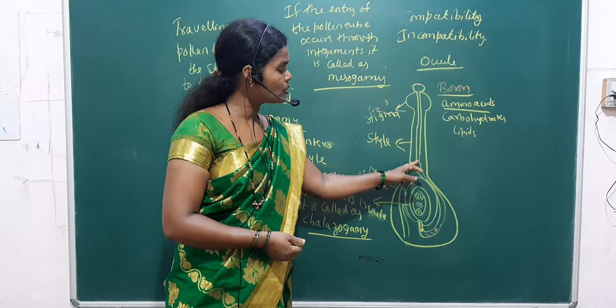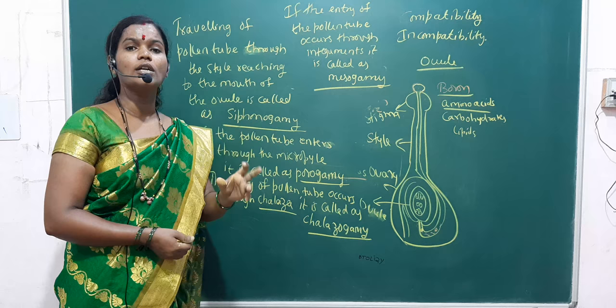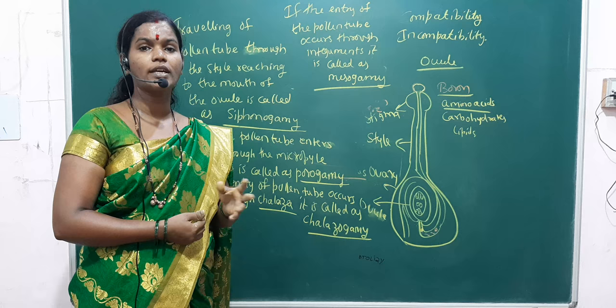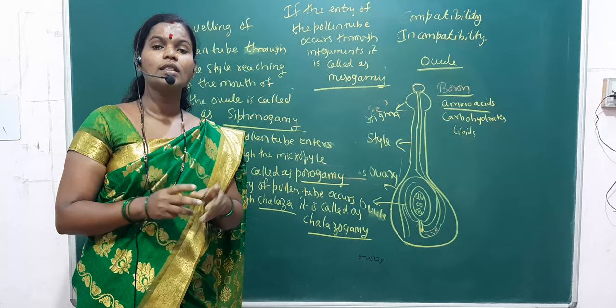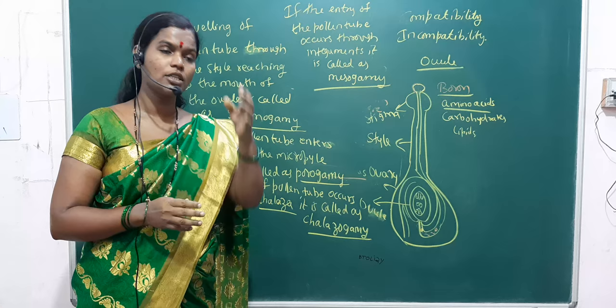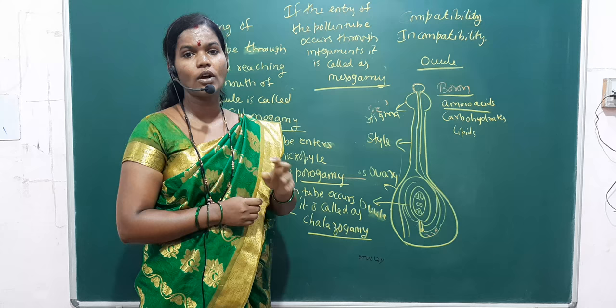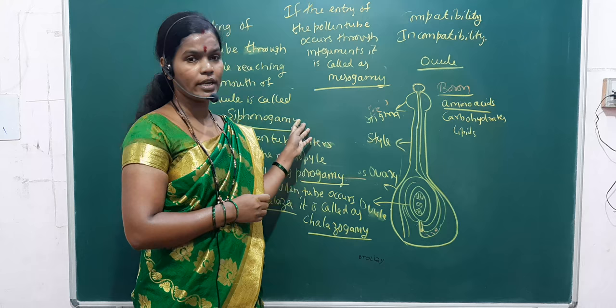Got it, students? So this is the concept of the pollen pistil interaction. In today's class we have seen the pollen pistil interaction and also the other concept, like how animals carry the process of pollination. In the pollen pistil interaction, the chemical nature of the pollen grain and the stigma should match with each other. Then only we can say that it is compatibility. If the chemicals are not matching, then it leads to incompatibility, which means it is not going to germinate on the stigma. So this is the concept of today's class. You have to remember the terms like siphonogamy, porogamy, chalazogamy, mesogamy.